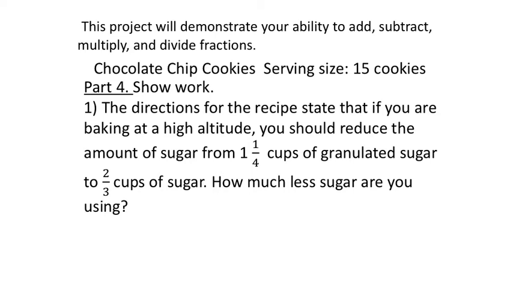Of course, we know that 2/3 cups total in the end is being used for a high altitude, but we don't know how much less. We've got to subtract these two from each other. So this would be the same as taking the 1 1/4. That's how much the original recipe calls for. And then we're reducing this down to 2/3. The difference is how much sugar essentially is saved between the two. Now we've already changed 1 1/4, right? We already know that that would be the same as 5/4.